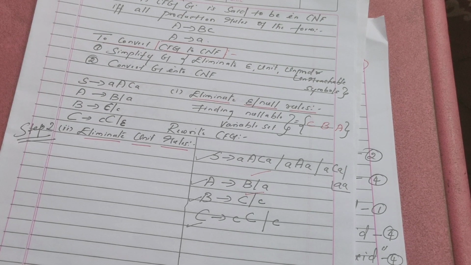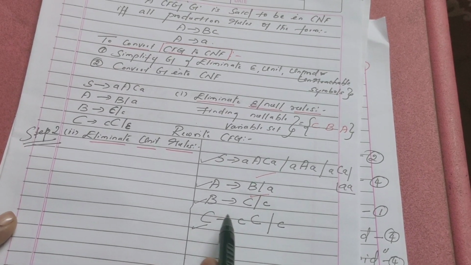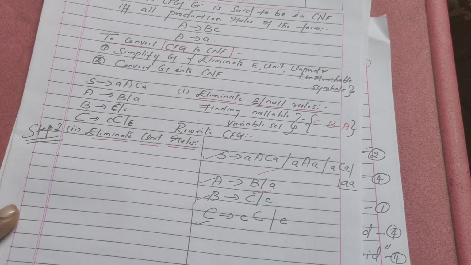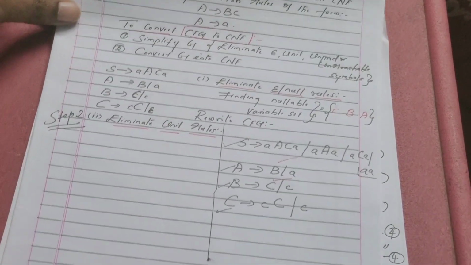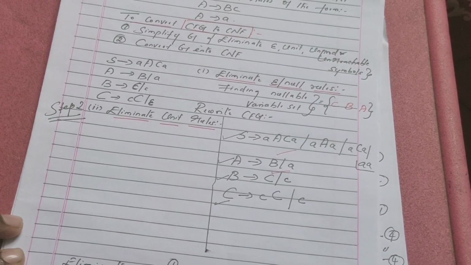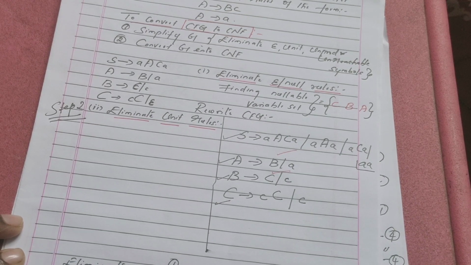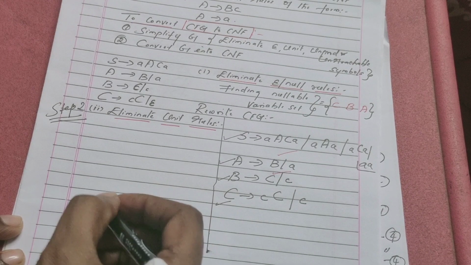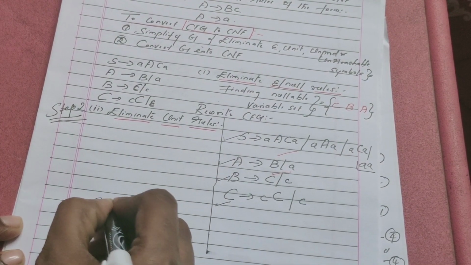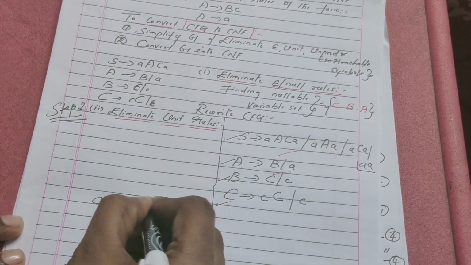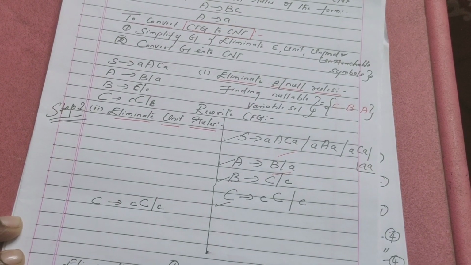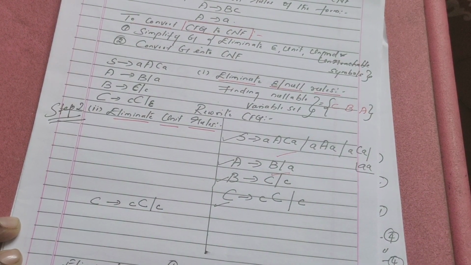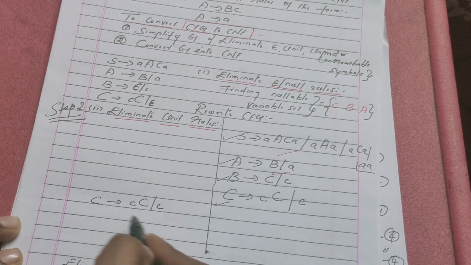So simply I will solve it. While eliminating the unit rules, I need to rewrite the grammar from the last production rule, so that it will not allow me to skip any of the rules. What is the last rule given here? Let me write it: C derives CC or C. This rule does not contain any unit rule, so just consider the rule as it is here.